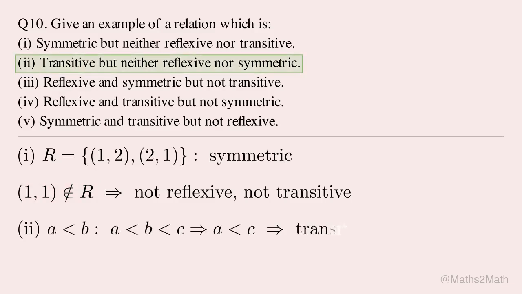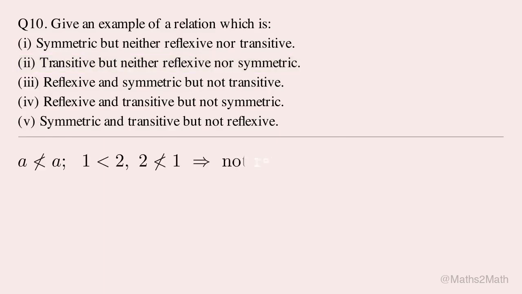Part 2: strict less than. Chains survive, so it is transitive. But nothing is less than itself, and the order never reverses.